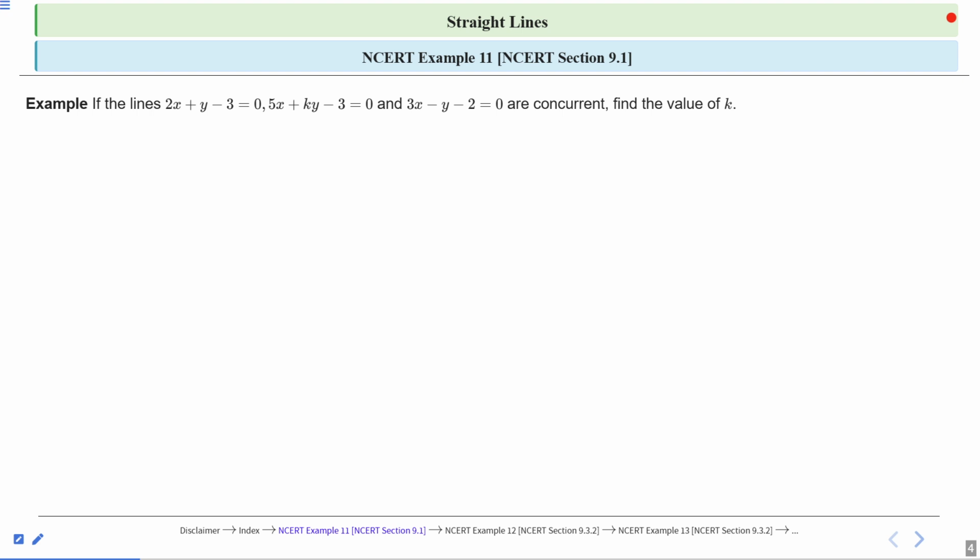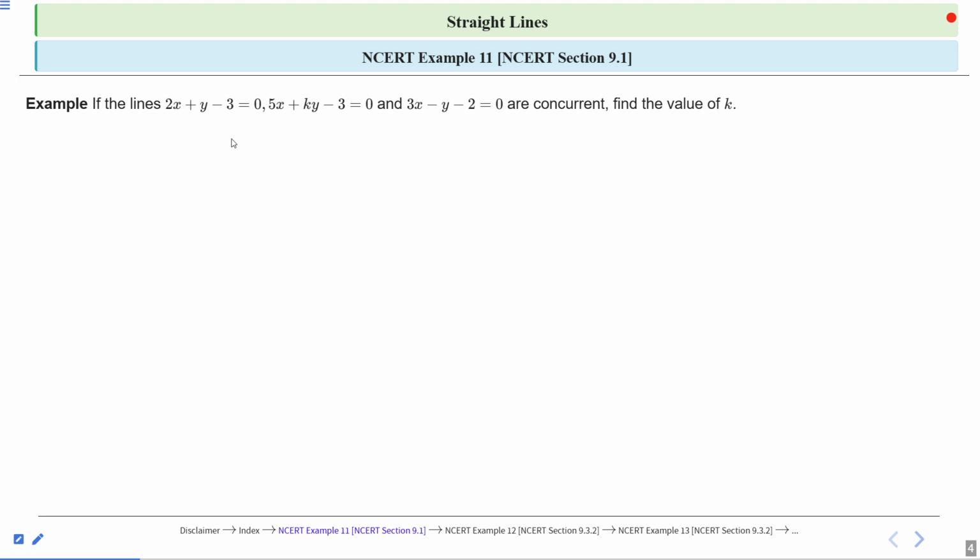Look at NCERT example number 11. First of all, see what is given in this example and what we have to do. Basically, we are given that the lines 2x plus y minus 3 equal to 0, 5x plus ky minus 3 equal to 0, and 3x minus y minus 2 equal to 0 are concurrent. Then find the value of k.